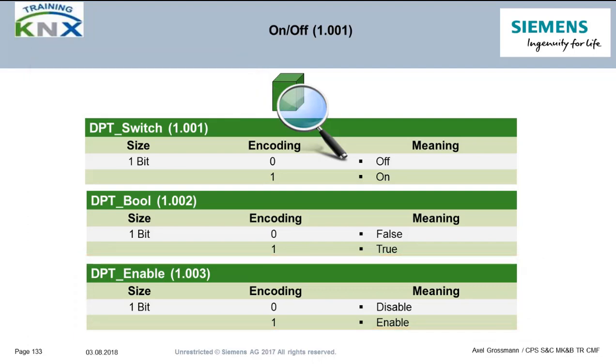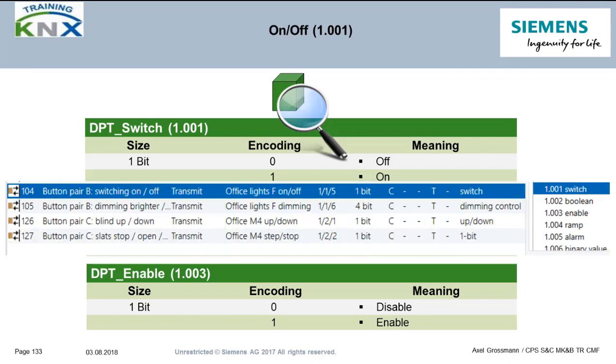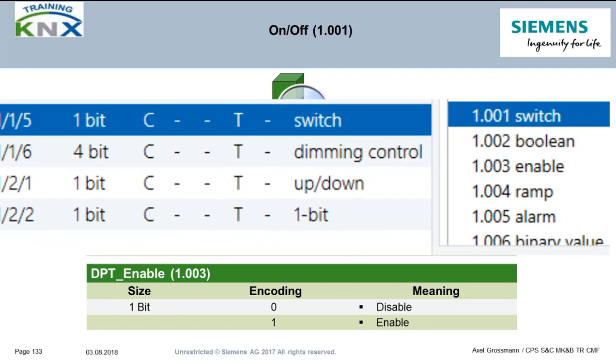Where can you see which data point type is applicable for a certain function? Well, it is in the properties of each communication object. There it is either already configured by the manufacturer of the application program, or you can set up this property on your own as required.